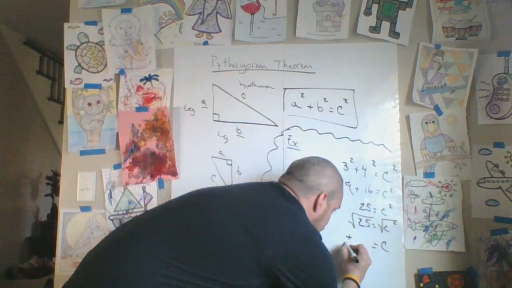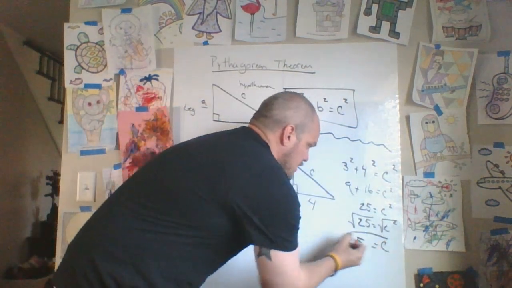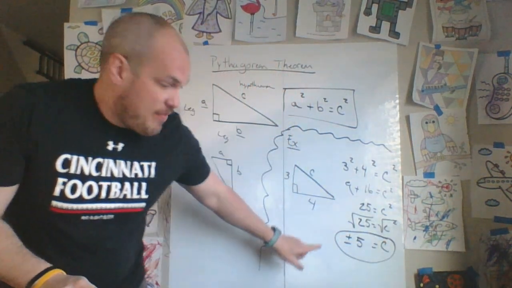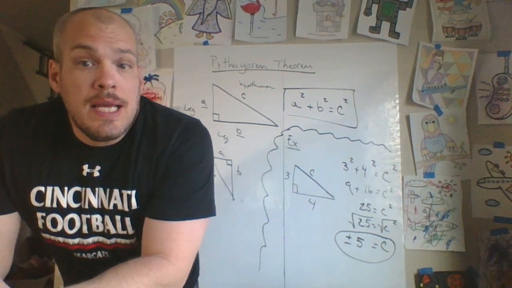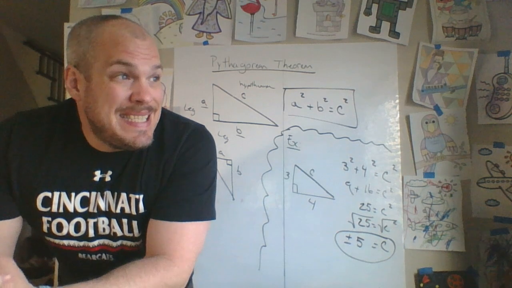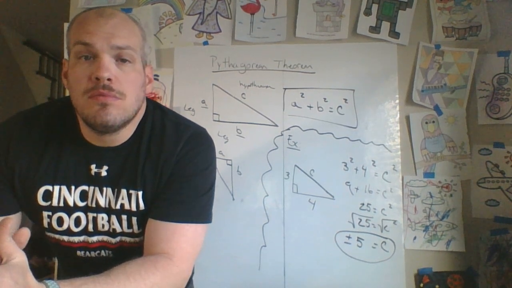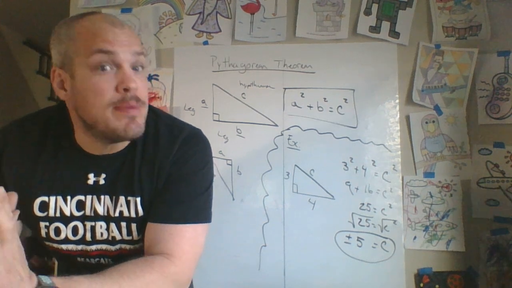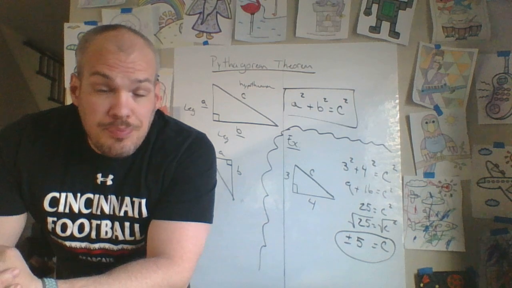Now, because we don't know what C is, we actually end up with an answer of positive and negative 5. That's what the symbol is here. It means plus or minus 5. In this equation, C can either be positive 5 or negative 5, because negative 5 times negative 5 is 25, and 5 times 5 is 25.